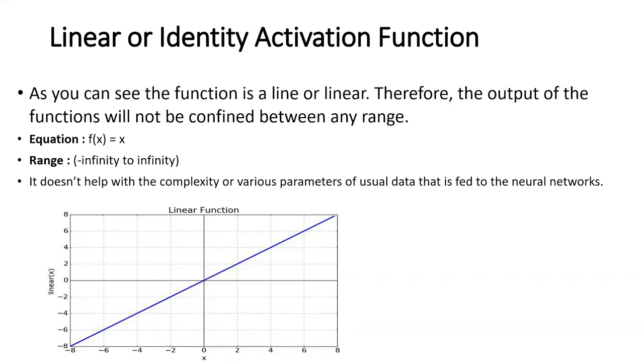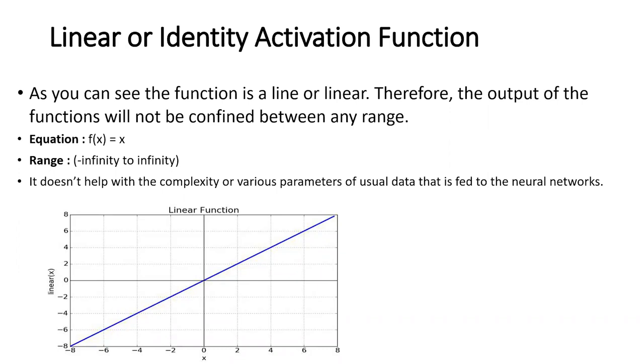And if I just replace this with a function, so f(x) equals x, right? And if you draw this on the other quadrant, you will see that it also tends to move towards minus x, or rather we can say infinity, because it will go on and on as you increase the range, right? So the range is going to be minus infinity to infinity. So this is a linear identity activation function, okay? Linear or identity activation function.